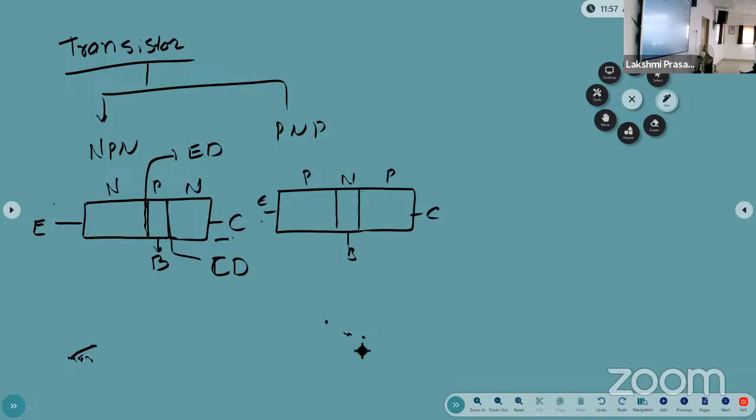Now why is the emitter called emitter? The emitter emits electrons. Why is it emitting the electrons? Because it is heavily doped. Because of heavy doping, that region is emitting the charge carriers. That may be positive charge or negative charge.